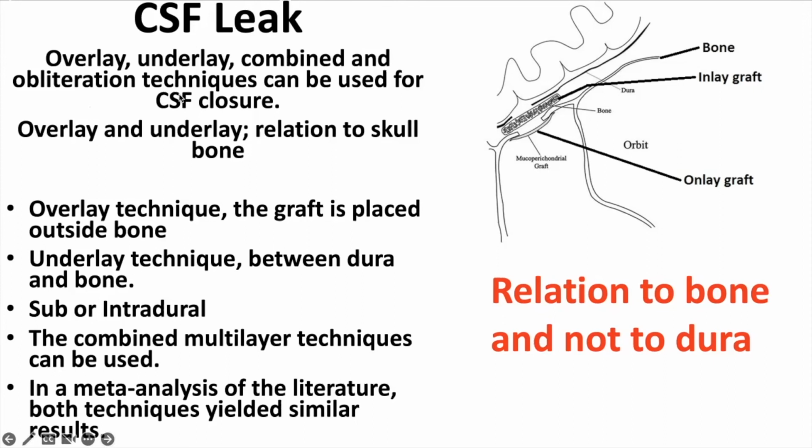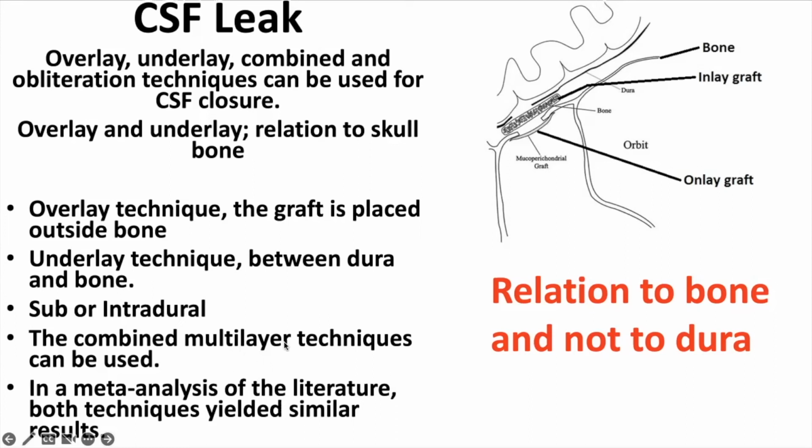Regarding the CSF leak and its repair, there are various techniques: overlay, underlay, combined obliteration technique. This overlay and underlay are in relation to the bone and not in relation to the dura. So the overlay is when the graft is placed outside the bone. Underlay is when it is in between the dura and the bone. You can also use graft intradurally or subdurally, or one can take the combined multilayer technique.